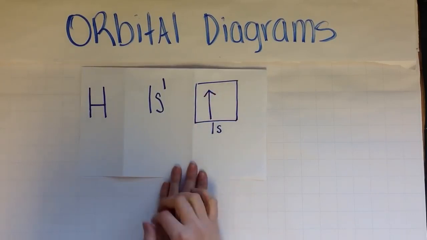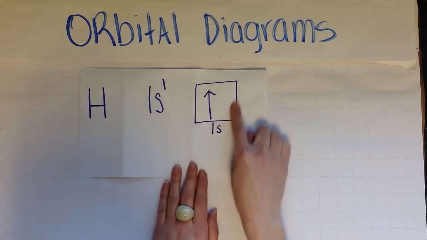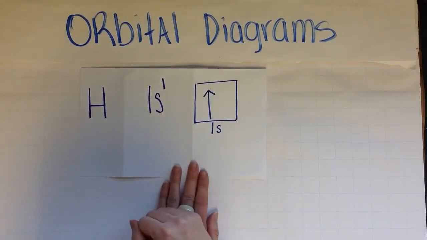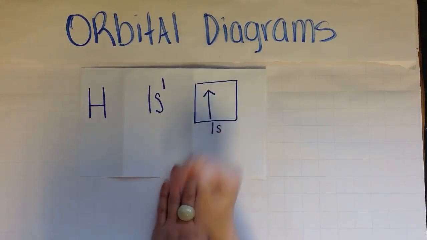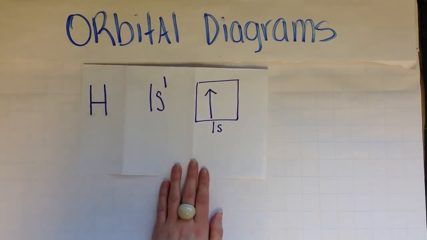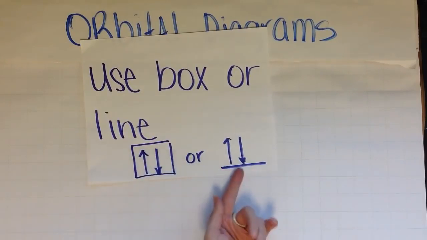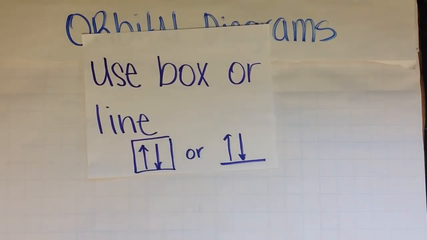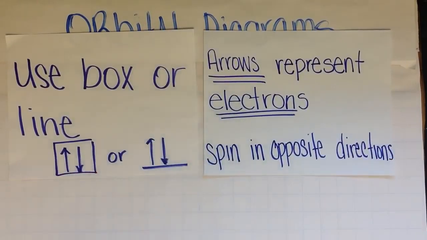I first start with an arrow going up. So since I only have one electron, I only have one arrow going up. This box represents the orbital. An orbital is where the electron is found. Remember, in the s orbital, you can only hold up to 2 electrons. So this box can only hold up to 2 electrons, but there is only one to fill in it. Okay? So let's go ahead and write that down, that we use a box or a line, seen here, a little bit easier, to represent our orbital.